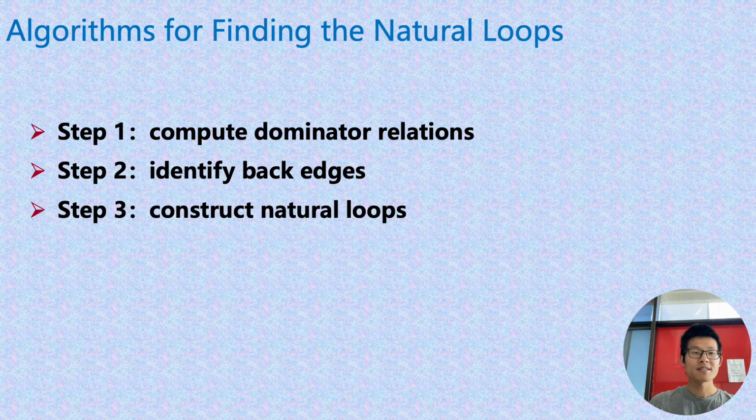Okay, we have learned the definition of the natural loop, and now we start to learn the algorithms for finding the natural loop. There are 3 steps in total. Step 1, we will learn how to compute dominator relations between the graph nodes, and this relationship of dominator will shortly be used in step 2. In step 2, we will identify back edges, and in step 3, we will introduce how to construct the natural loops of a back edge.